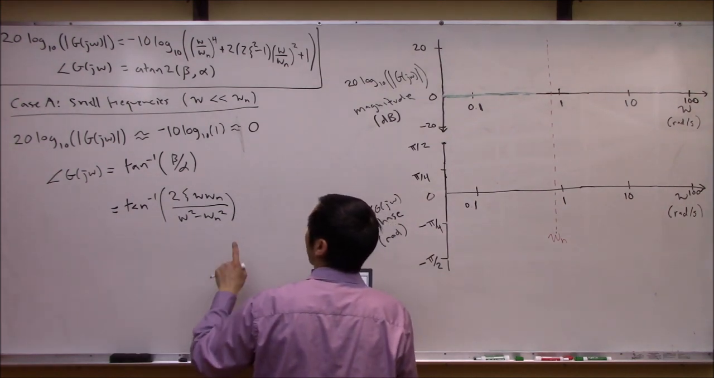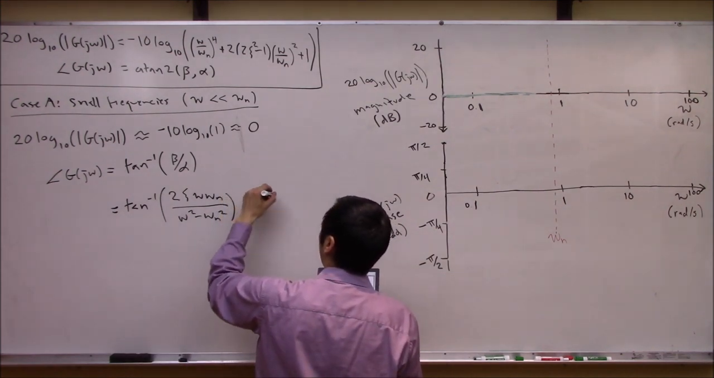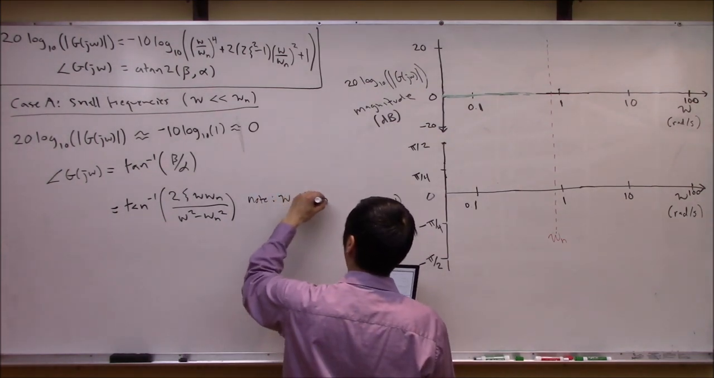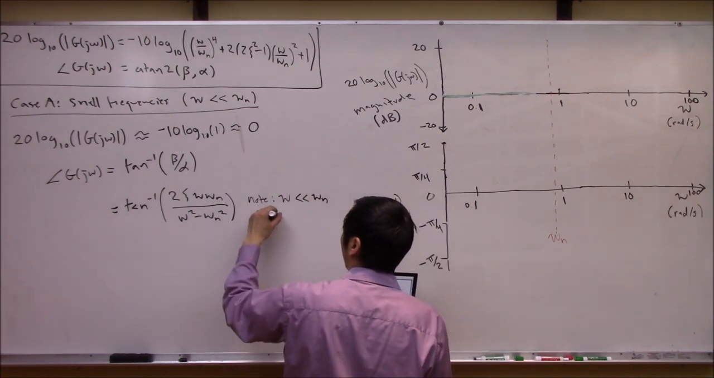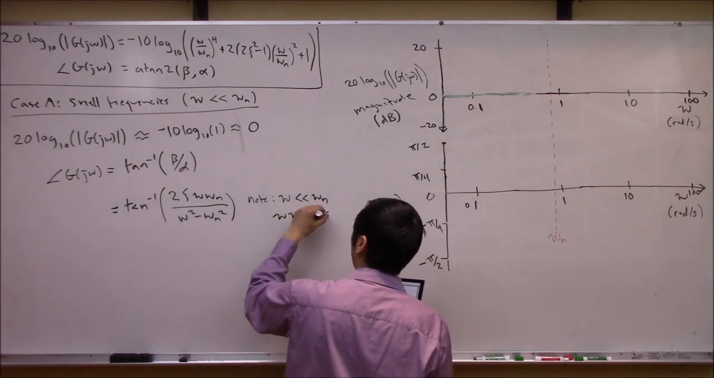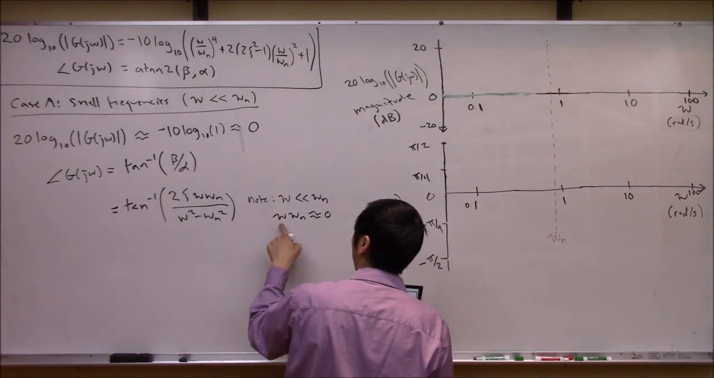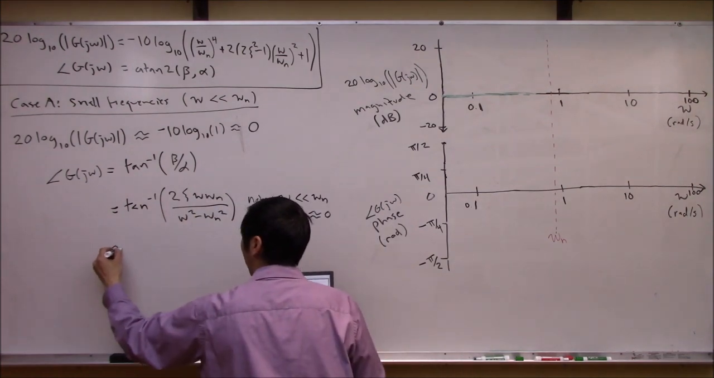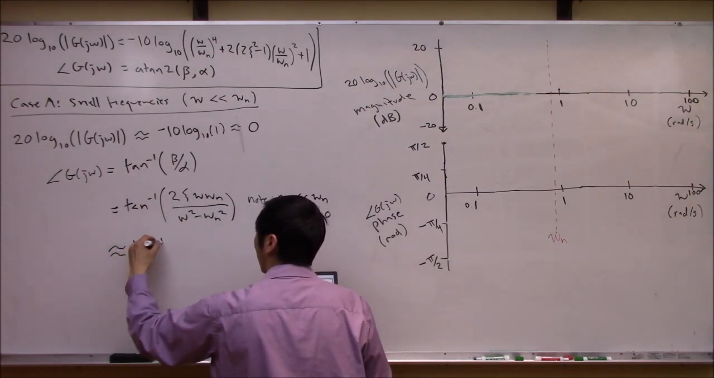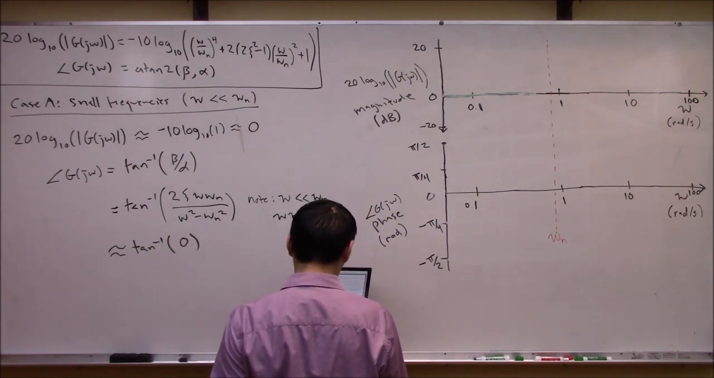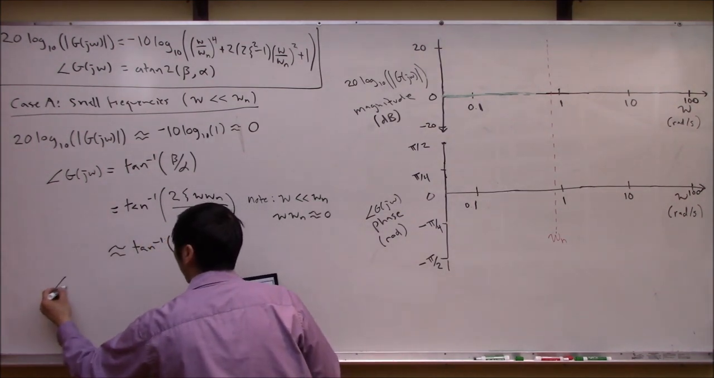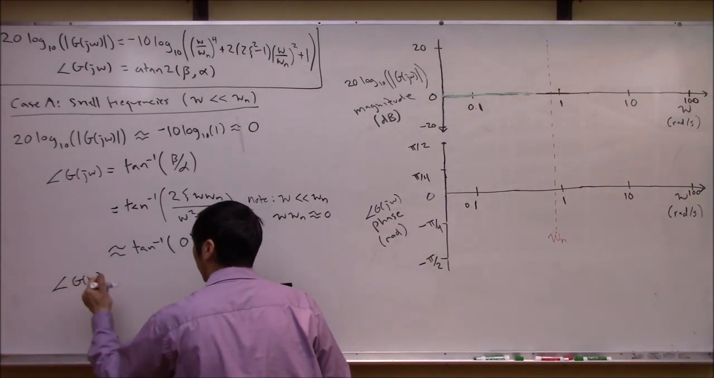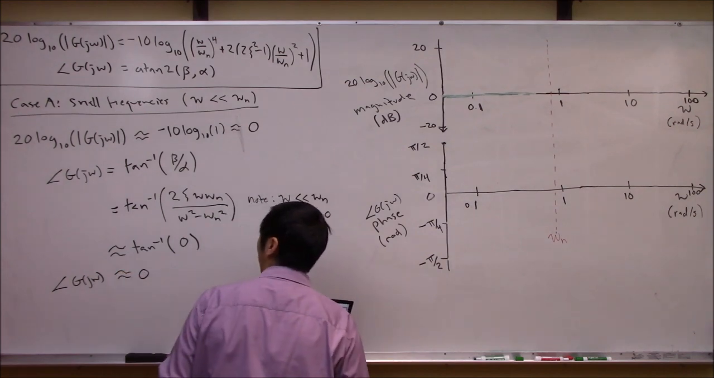But now let's go ahead and approximate and make a note here that if omega is less than omega n, I think it's reasonable to say that the product of omega times omega n is about zero, because this is much, much smaller than this. You take a small thing, multiply by a reasonable thing, you get a small thing. So we can approximate this as tan inverse of basically zero. So at low frequencies, you basically get 0 radians or 0 degrees here.